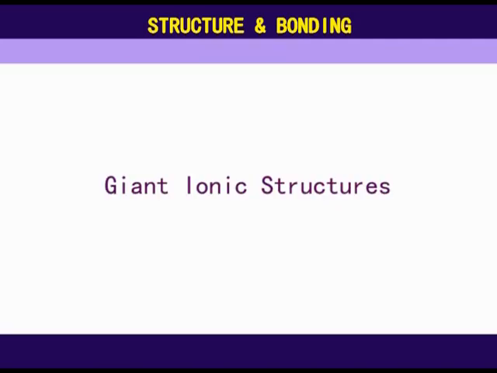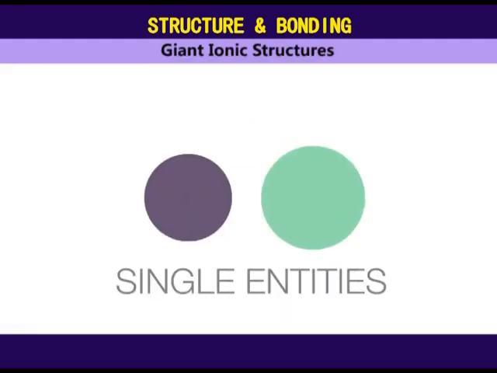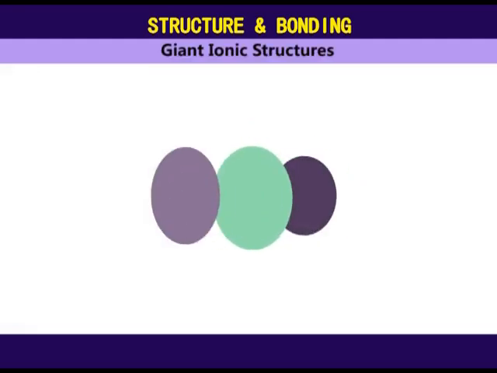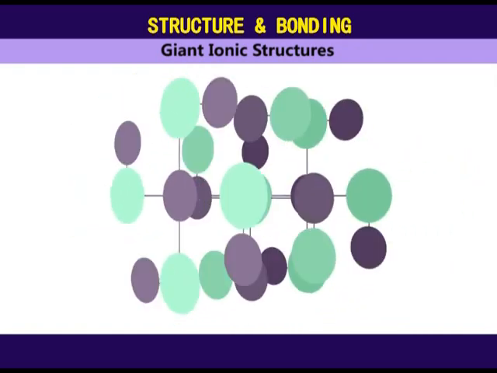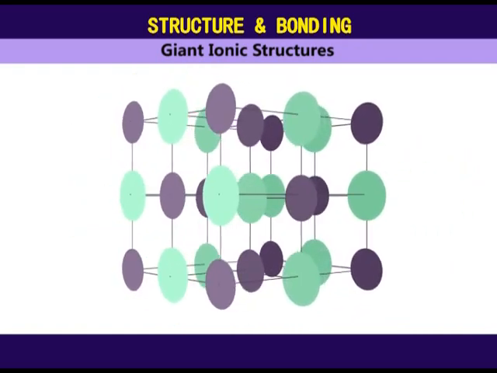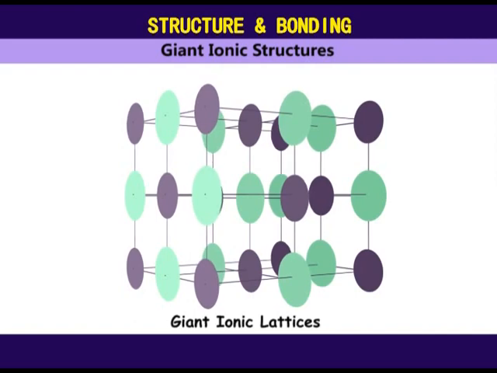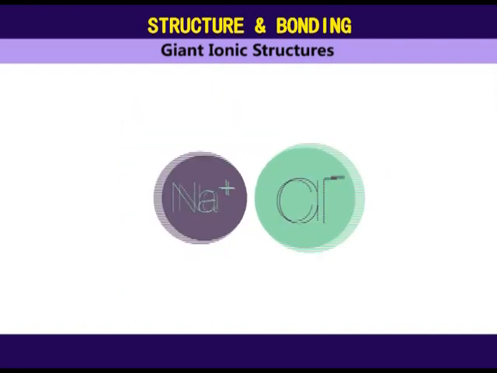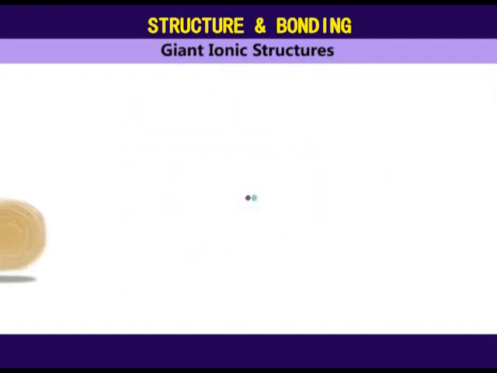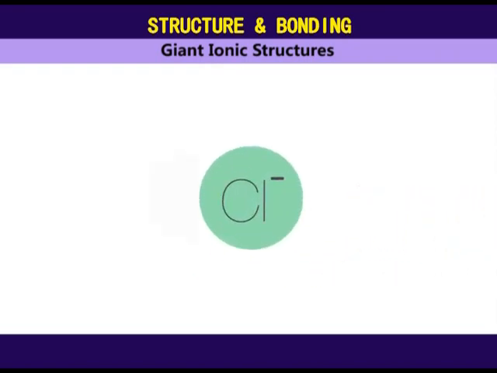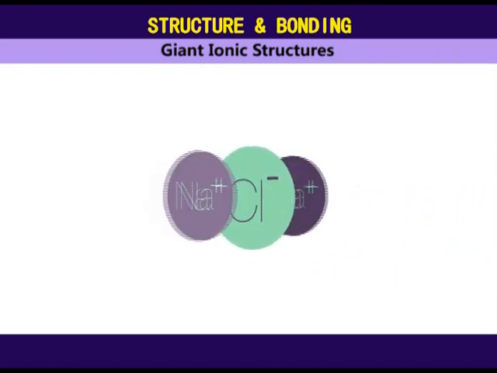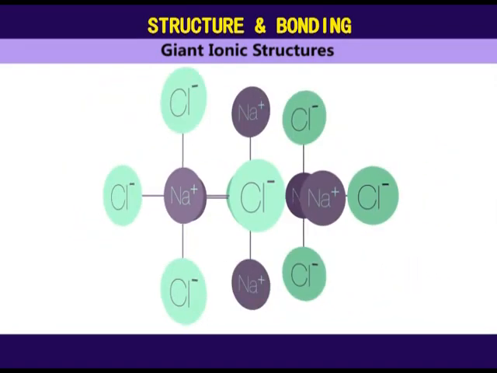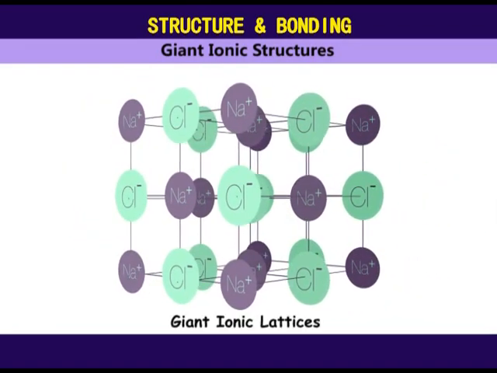Giant ionic structures. So far, we have looked at ionic compounds as single entities. Ionic compounds actually exist as large 3-dimensional structures known as giant ionic lattices. When we talk about sodium chloride, they are not individual sodium chloride molecules. Instead, the sodium and chloride ions are arranged in a regular repeating 3-dimensional pattern known as a giant ionic lattice.